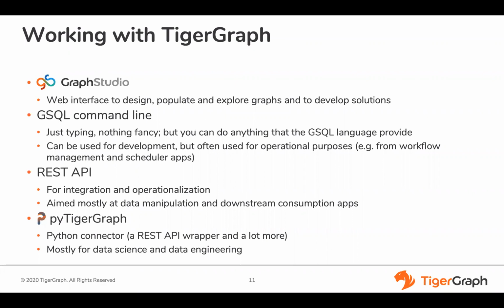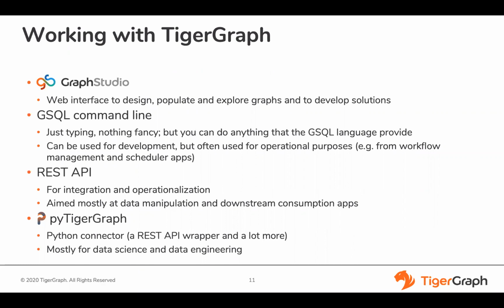The next is the REST API that is mainly used for integration and operationalization and aimed mostly at data manipulation and downstream consumer apps. And finally, PyTigerGraph, a community-backed open source Python connector intended to be used for data science and data engineering purposes. And this is what we are going to use in both notebooks.